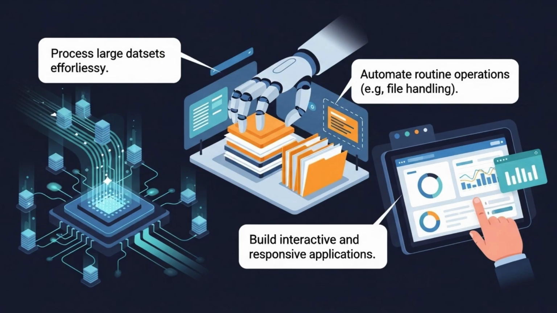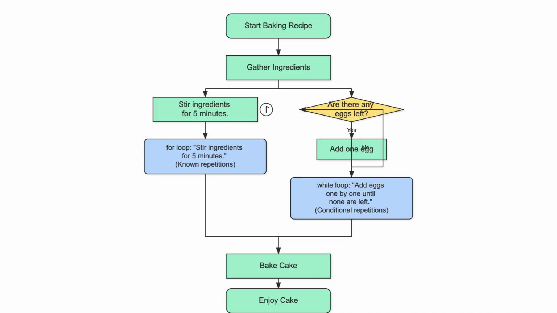Think about scanning through log files for errors, updating thousands of records in a database, or even just sending out personalized emails to a mailing list. All these tasks, which would be tedious and time-consuming to do manually, become trivial with the power of loops. Furthermore, loops enable your applications to be interactive and responsive. Whether it's a game waiting for user input, a server continually listening for requests, or a monitoring tool checking system status every few seconds, loops are the engine behind that continuous interaction. They transform static scripts into dynamic, living applications.